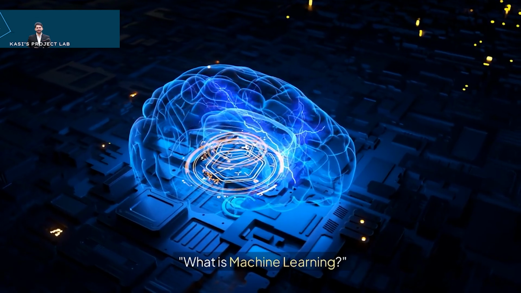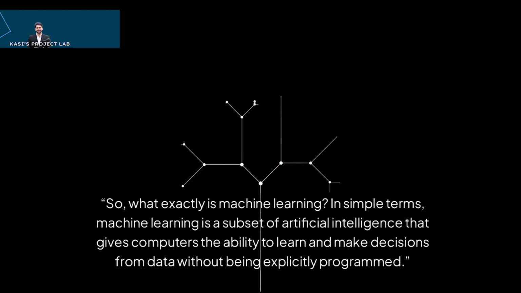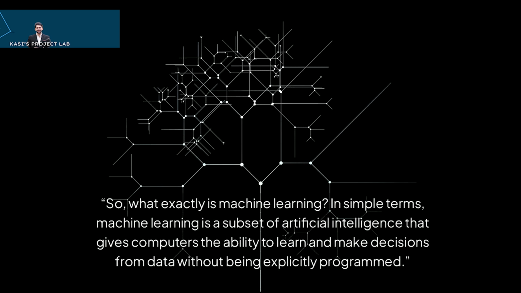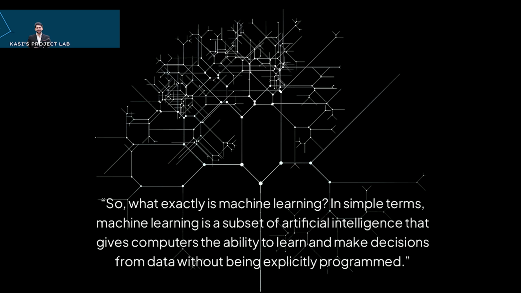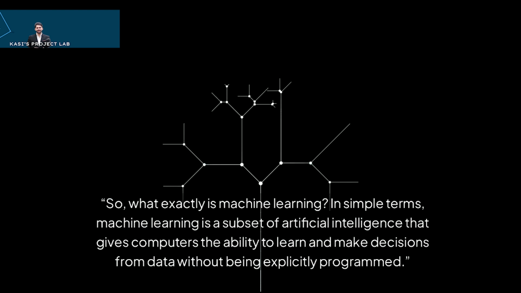What is machine learning? So what exactly is machine learning? In simple terms, machine learning is a subset of artificial intelligence that gives computers the ability to learn and make decisions from data without being explicitly programmed.